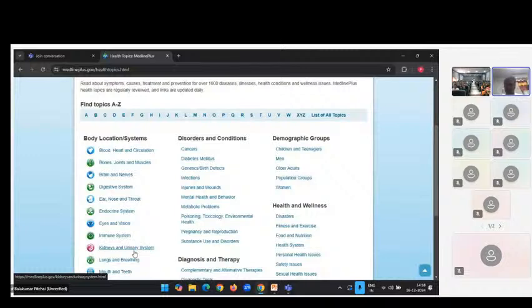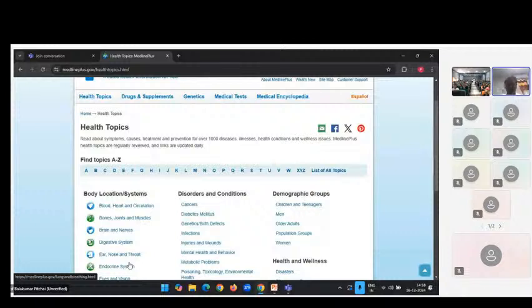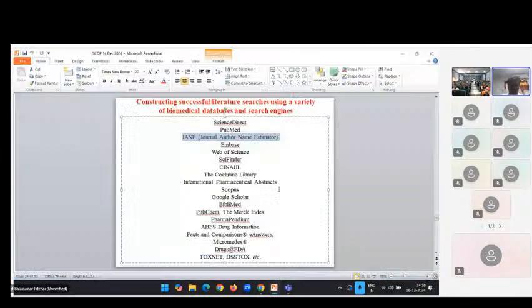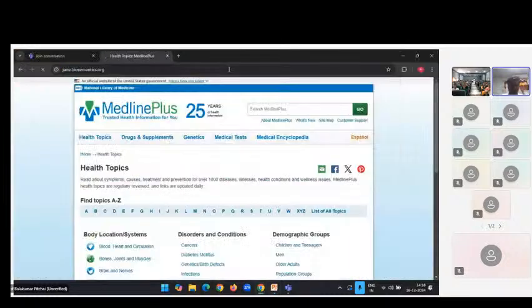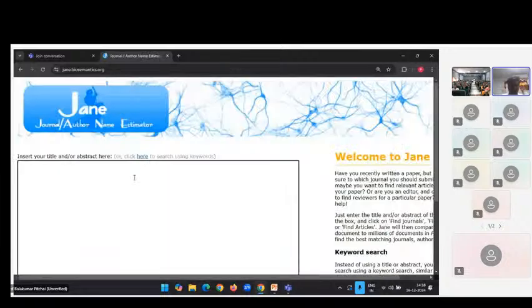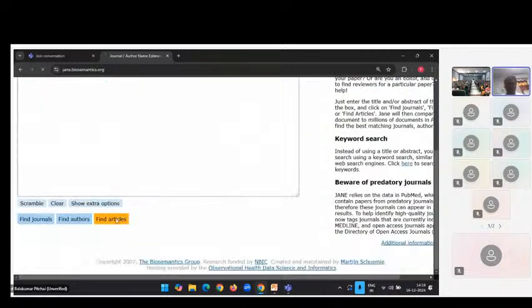Now coming to the next search engine, that is JANE. JANE stands for Journal Author Name Estimator. So I'm clicking JANE, and it comes down. There is a big box where you can enter whatever you want. For example, I'm entering simply gentamicin induced nephrotoxicity. Just I enter, and come down. Find articles, and many articles will come.